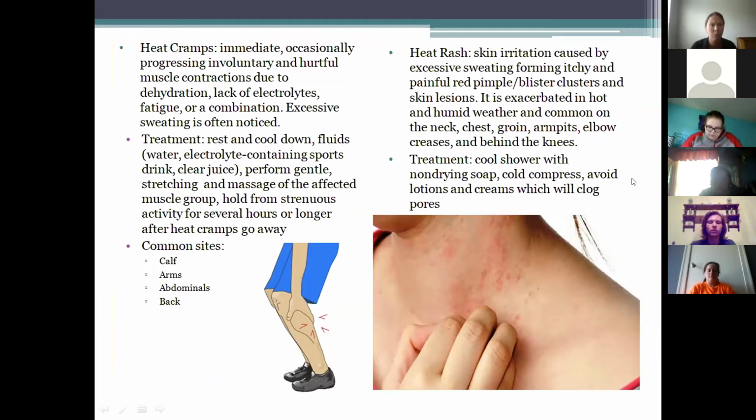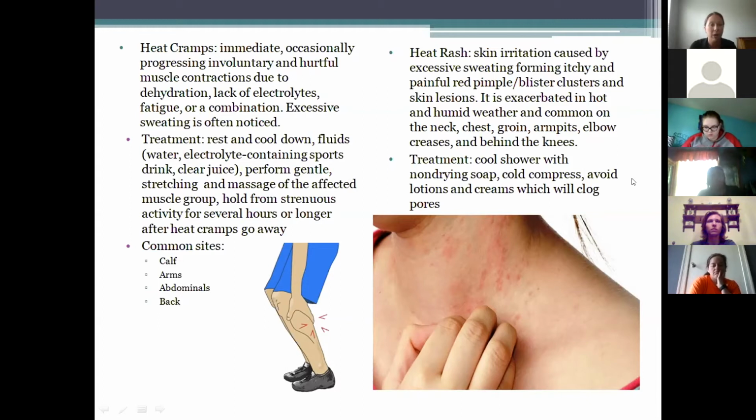So heat cramps, what are they? They are immediate, occasionally progressing, involuntary and hurtful muscle contractions. And they occur due to dehydration, a lack of electrolytes, fatigue, or a combination of all of those, okay? While a person is experiencing a heat cramp, which commonly occurs in the calf, arms, abdominal muscles, even in the low back, they're often also excessively sweating, okay?